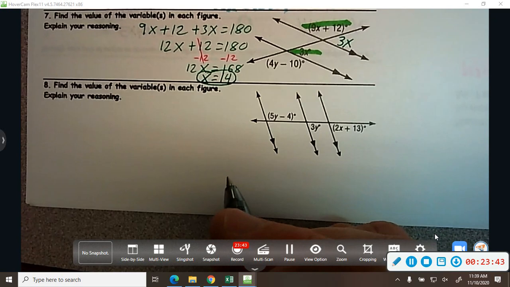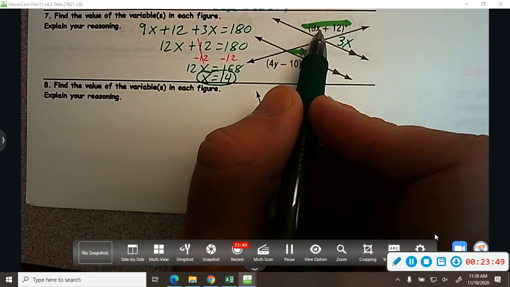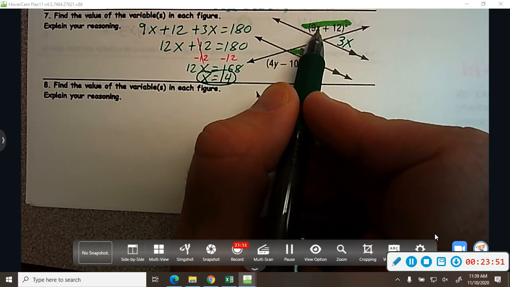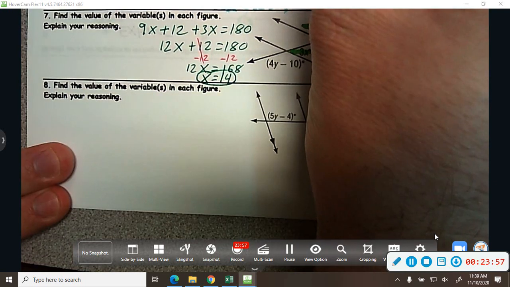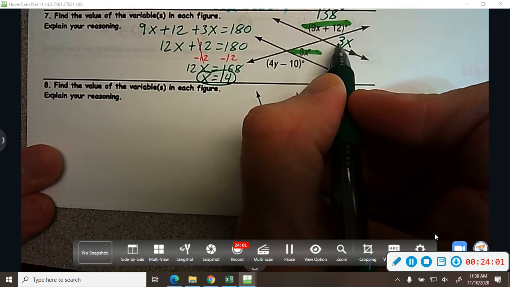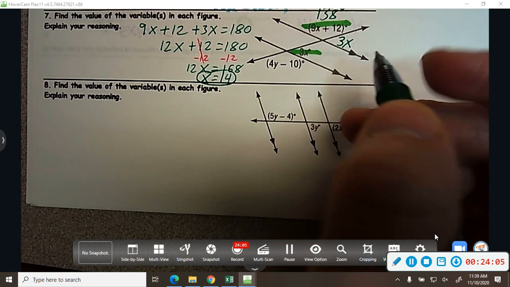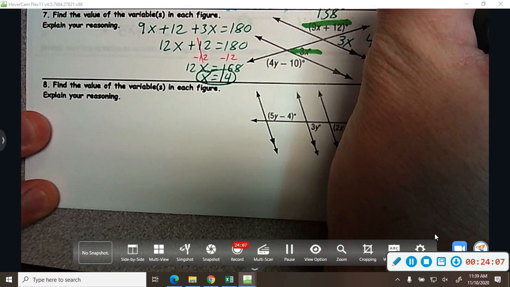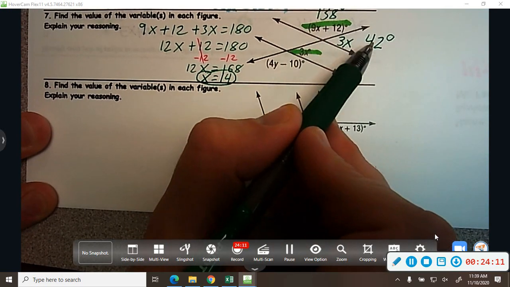So they said find the value of one of my variables, 14. So what that means is anywhere I see an x, I can now put 14. So 9 times 14 plus 12, let's see what that is. 9 times 14 plus 12, this angle is going to be 138. And then 3 times 14 is 42. So that's 42 degrees. And notice those do add up to 180.